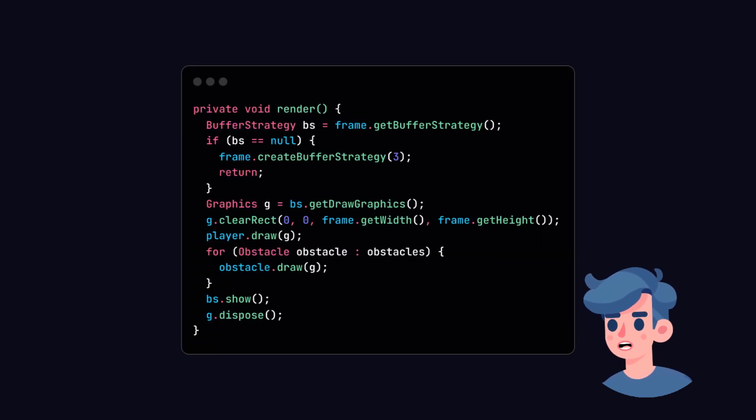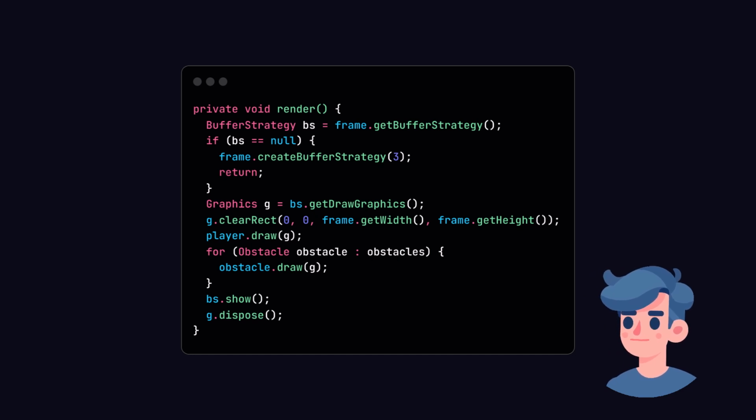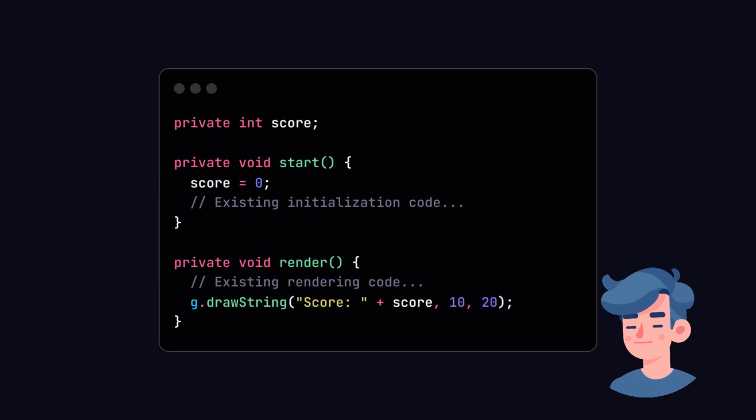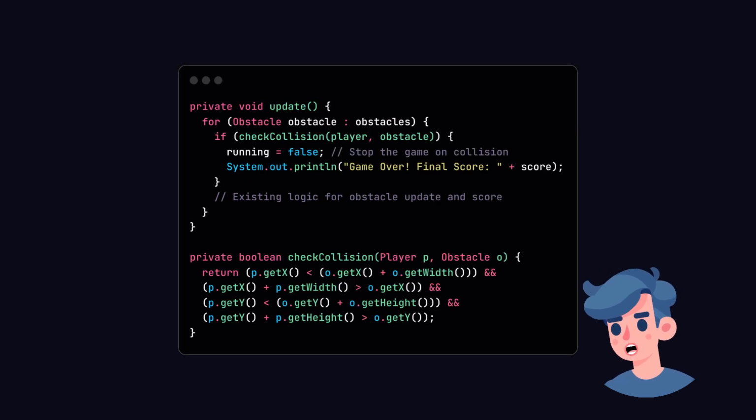Let's modify the render method to include obstacles. We'll iterate through the list of obstacles and draw each one on the screen. Next, let's implement scoring. We can create an integer variable to keep track of the player's score and display it on the screen. To make the game more interactive, let's implement collision detection.